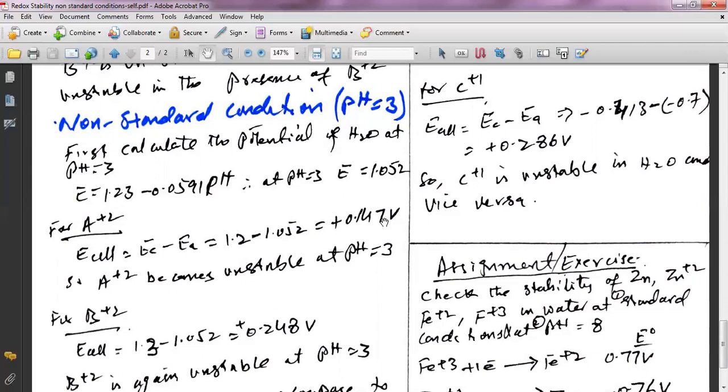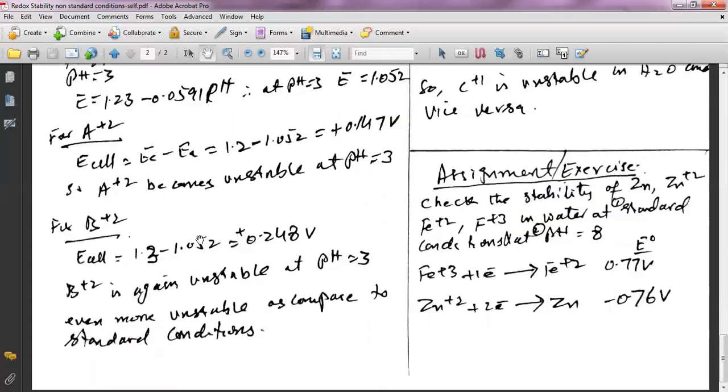So you just have a look at this one. A plus 2 was stable at the standard conditions. When you change to non-standard conditions, that means at pH 3, the cell potential becomes positive. That means A plus 2 becomes unstable at pH 3. And this is very important. That means you can change the stability of the metal ions by just varying the pH of the solution.